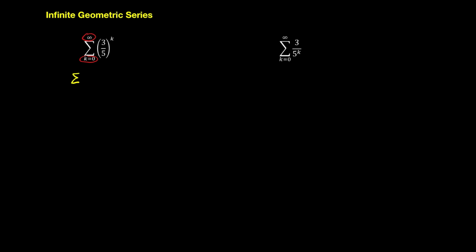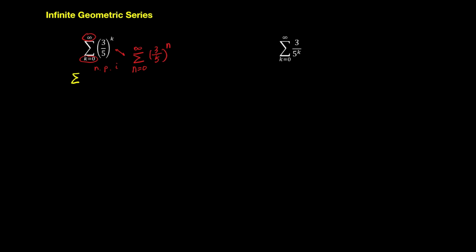Now, you often see the letter k used as the index. But it's important to remember that the choice of the index variable is arbitrary. We could just use n or p or i or any other letter. For example, this series, sigma n equals 0 to infinity, 3 over 5 to the power of n, represents exactly the same sum as our original series with k. So these two are identical to each other.